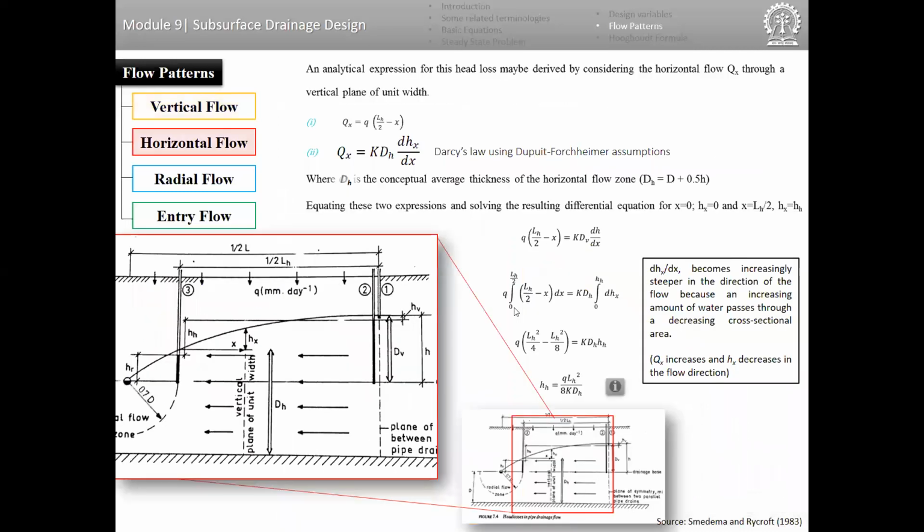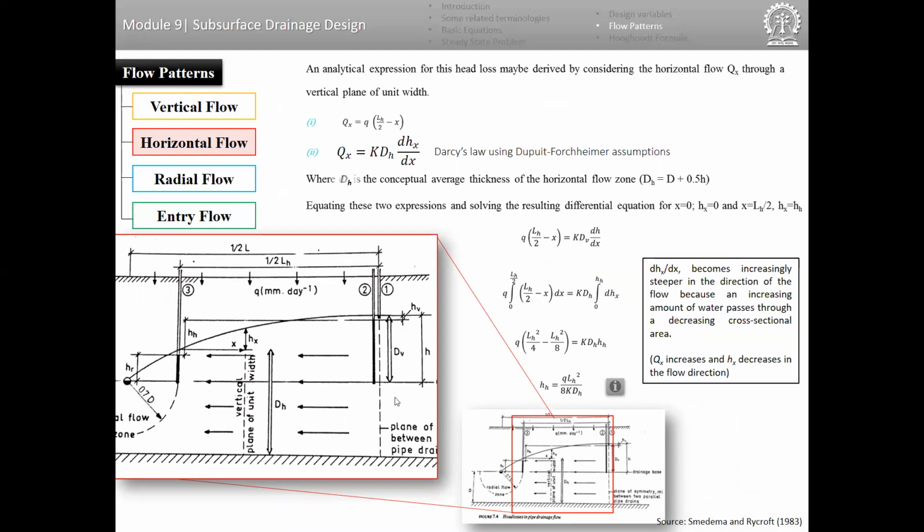Now coming to the second part, that is the horizontal flow. Horizontal flow means this part, from this point to this point. So from 2 to 3 is actually your horizontal flow, and the head loss there is the horizontal head loss.